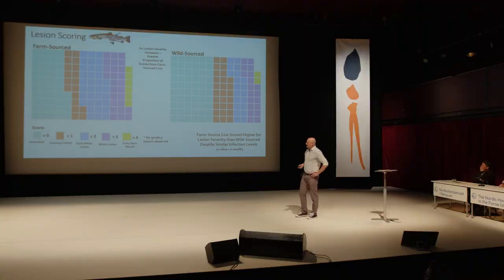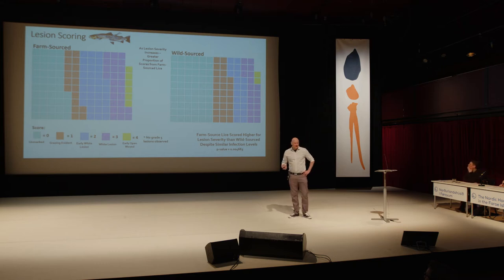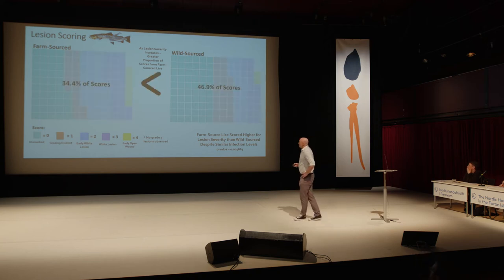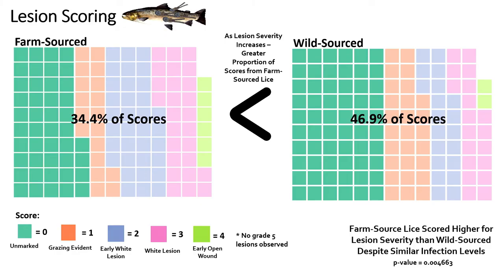So this is a distribution of the different lesions that we saw over the course of the study, or Dylan saw. I was sitting in the office not doing any of this. And you can see to begin with that we actually had a large number of the animals with low to no lesion development. So had scores of 0, almost 50% of the wild source lice were showing no lesion development, no impact on the skin.